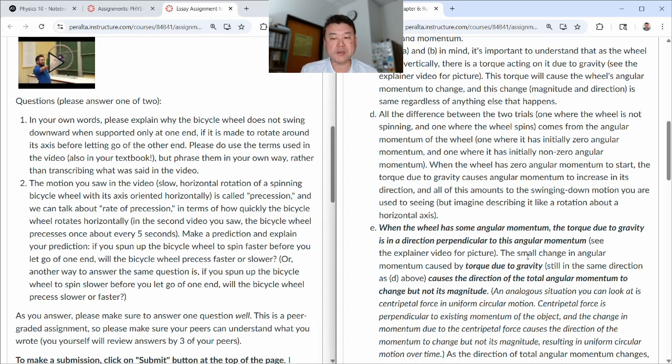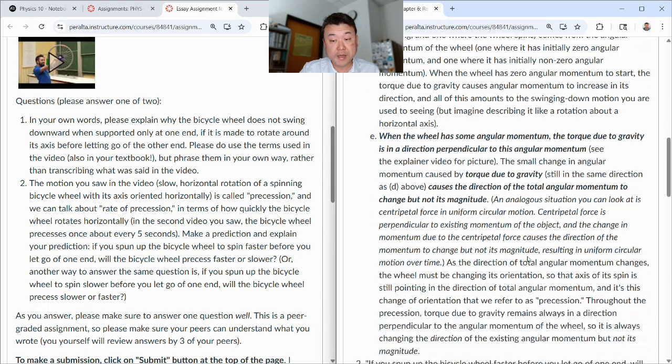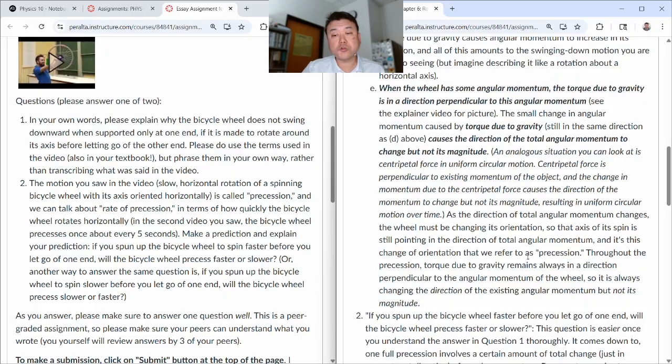But imagine describing it like a rotation about a horizontal axis. When the wheel has some angular momentum, the torque due to gravity is in a direction perpendicular to this angular momentum. See the explainer video for the picture. The small change in angular momentum caused by torque due to gravity, still in the same direction as above, causes the direction of total angular momentum to change, but not its magnitude.